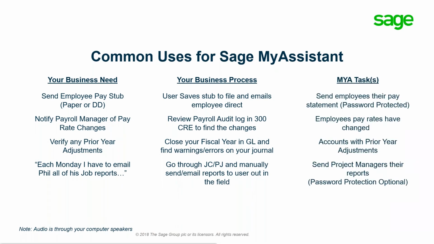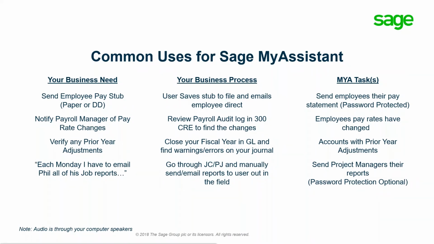MyAssistant helps out with a lot of that already out of the box. Right from the get-go, those payroll direct deposit stubs, MyAssistant already has a task to facilitate that process while also password protecting that direct deposit stub. So not only are you getting that information directly to the employee as it's being done in payroll, you're password protecting it to ensure, whatever password they select, that's the only way they can open up their stub.